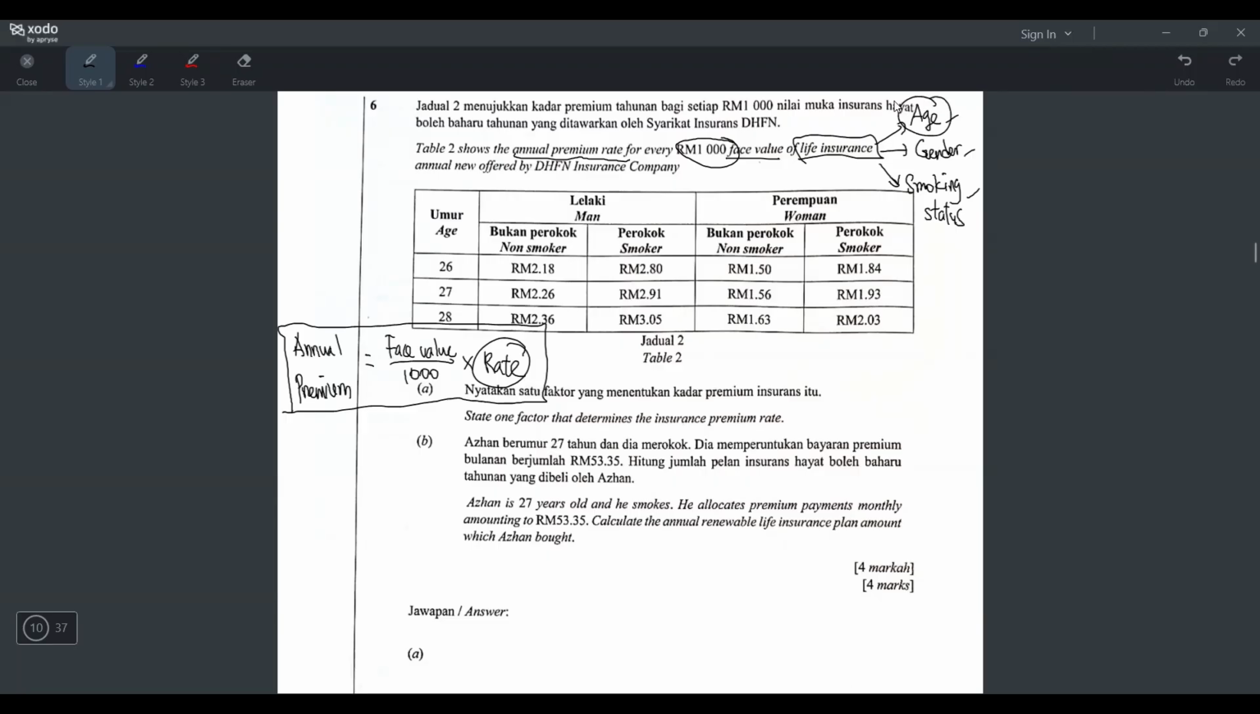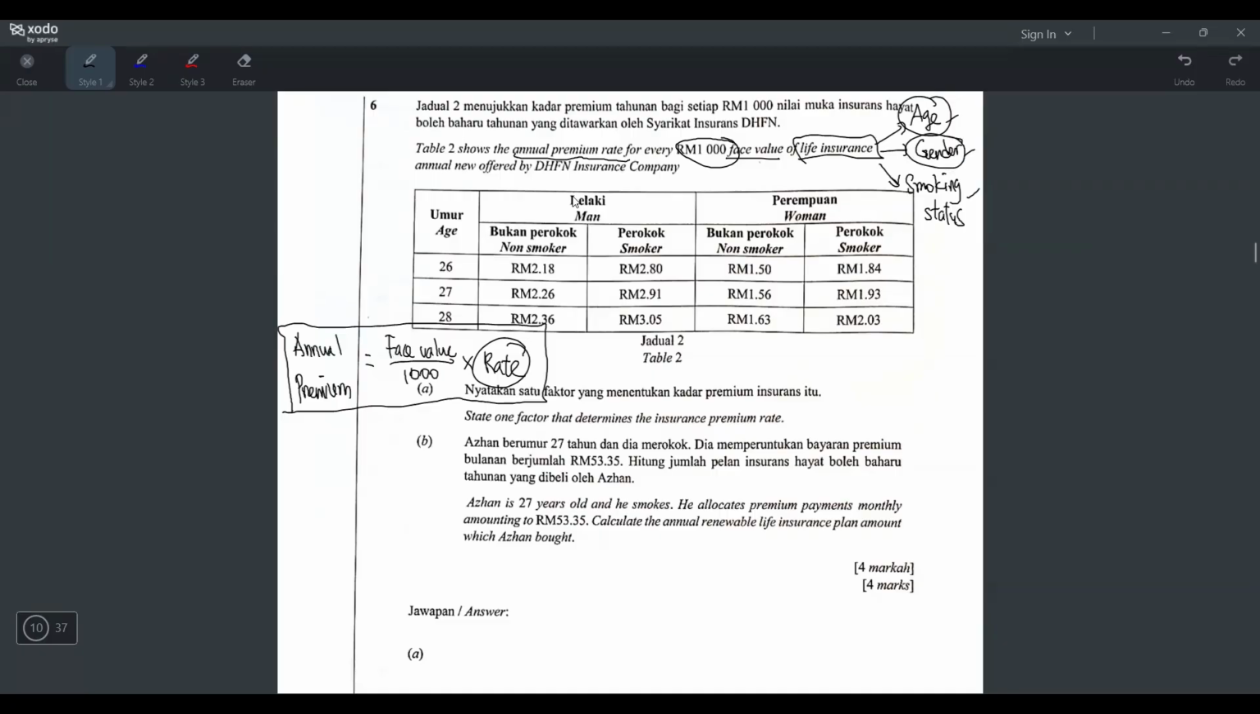First thing, age, is because if your age is higher, if you're older, then your life expectancy will be less, right? And also your risk of dying increases. When your age increases, the risk increases. So the rate also would be higher.